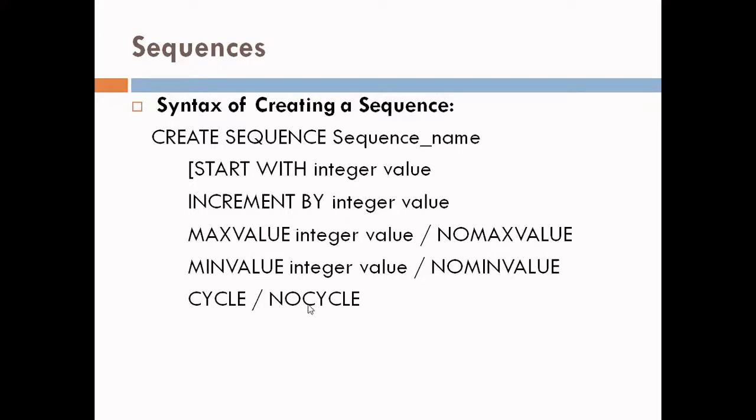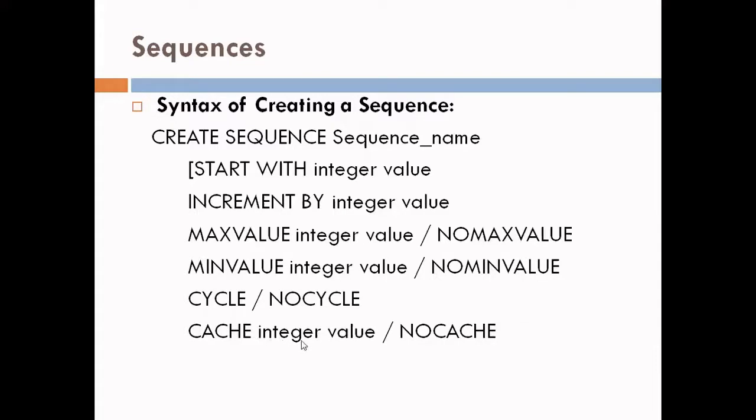Then CYCLE or NOCYCLE. Now, the meaning of CYCLE is that if we reach the maximum value, then it will again start from the minimum value. That is the meaning of CYCLE. And NOCYCLE means if we reach the maximum value and we don't want to generate a new number, in that case we have to write NOCYCLE.